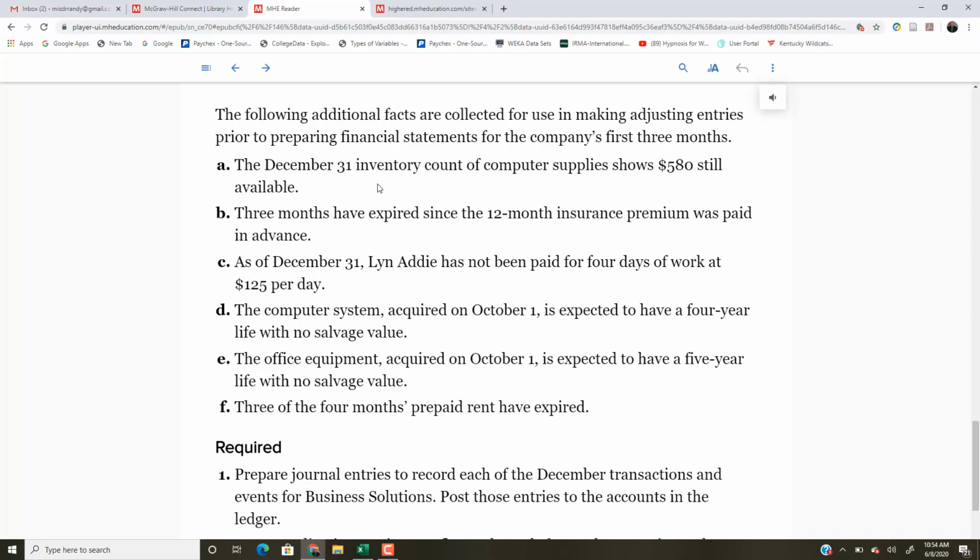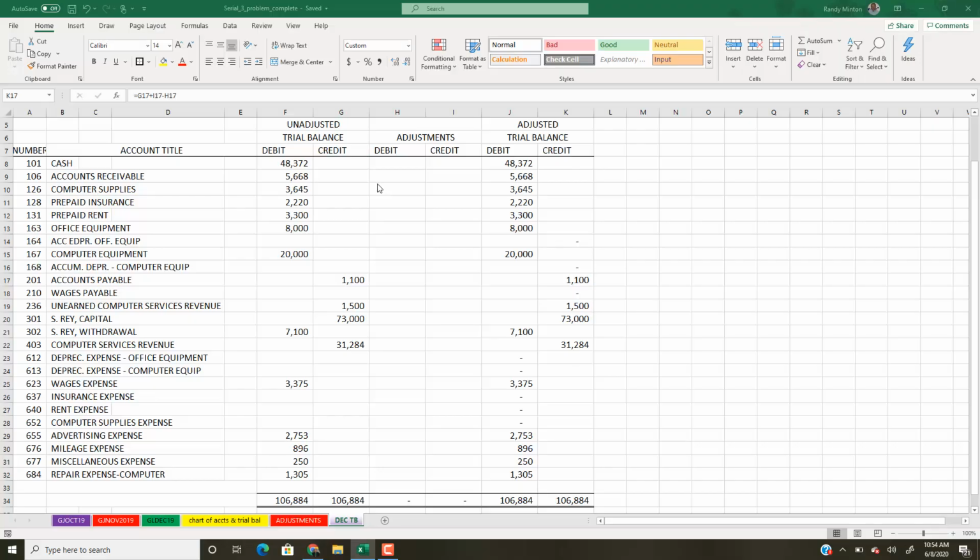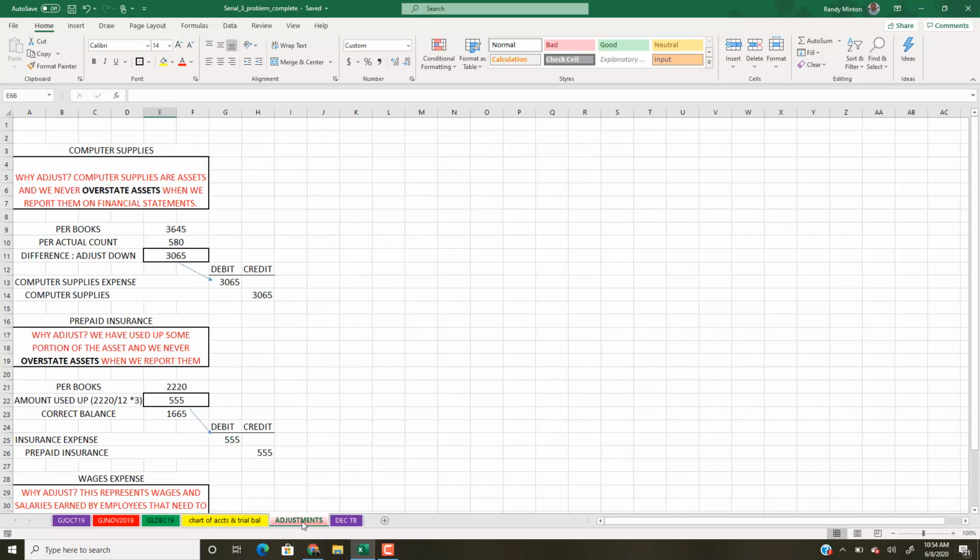Okay, so let's take a look and see how we handle these adjustments. So here are the computer supplies. Why do we want to adjust them? Well, they're assets, and when we get ready to produce financial statements, we never overstate assets.